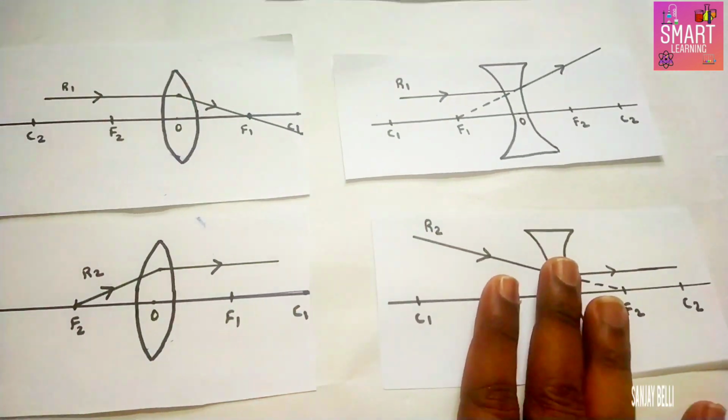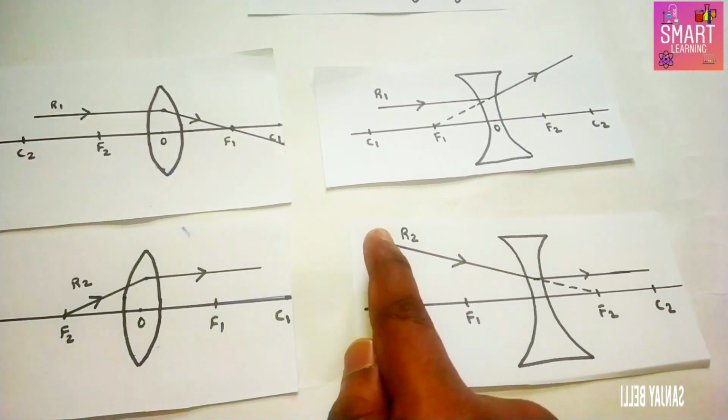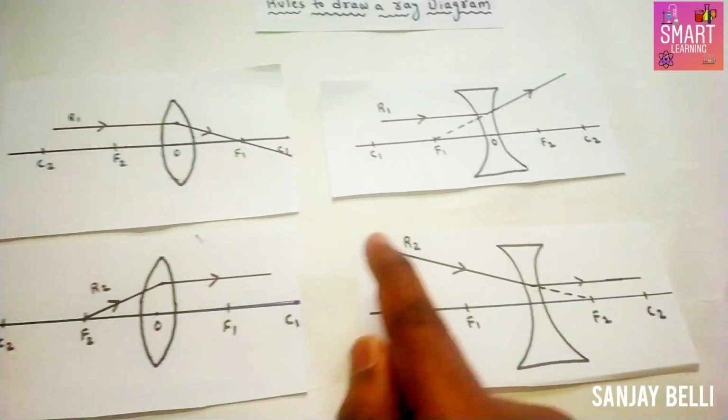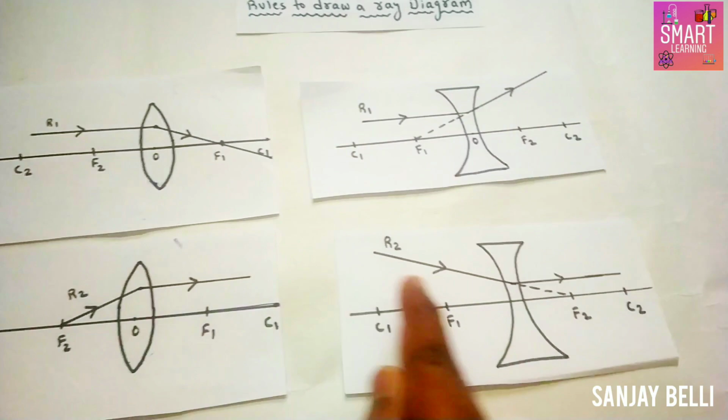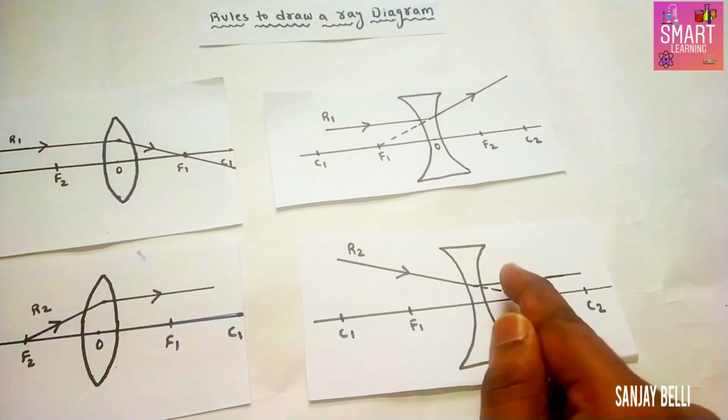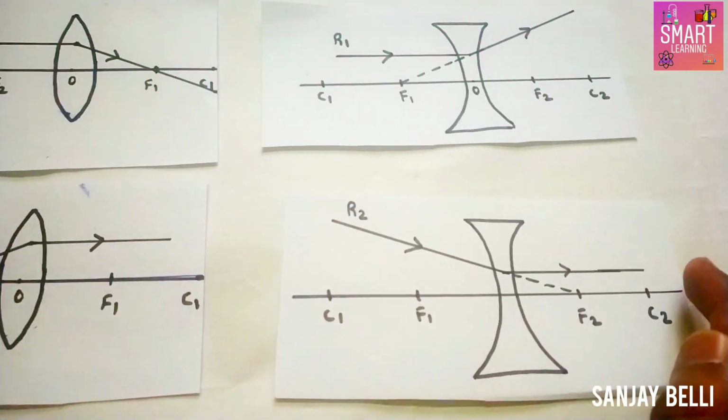Now you can observe for the concave lens. Here you see it passes through the focal point. Here we cannot draw it. So here you see the light ray is coming from F2. Here also you see the light ray appears to be falling on F2. The refracted ray will be parallel to the principal axis.